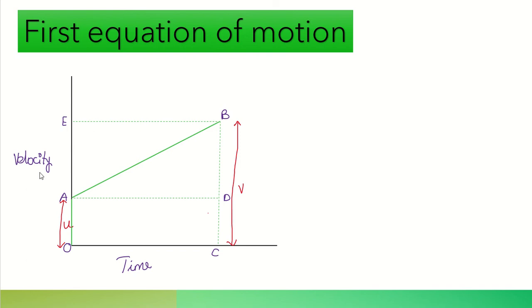Now we are going to derive these equations of motion using a single graph, that is a velocity time graph for uniform acceleration. For uniform acceleration, we have a straight line graph. So here the graph is not starting from 0.